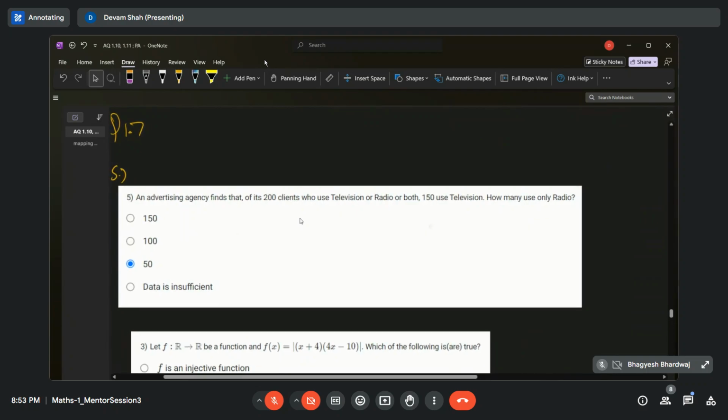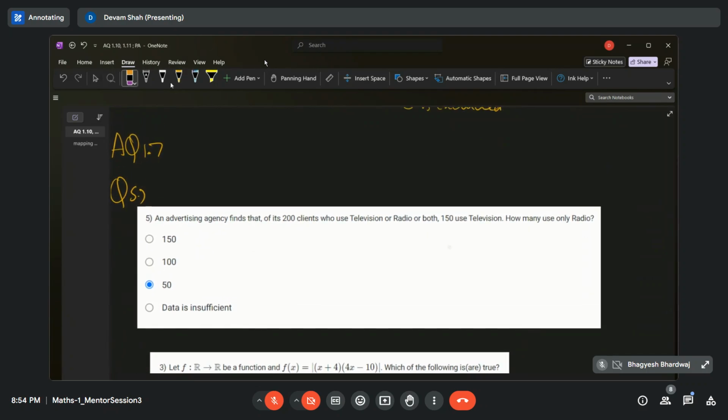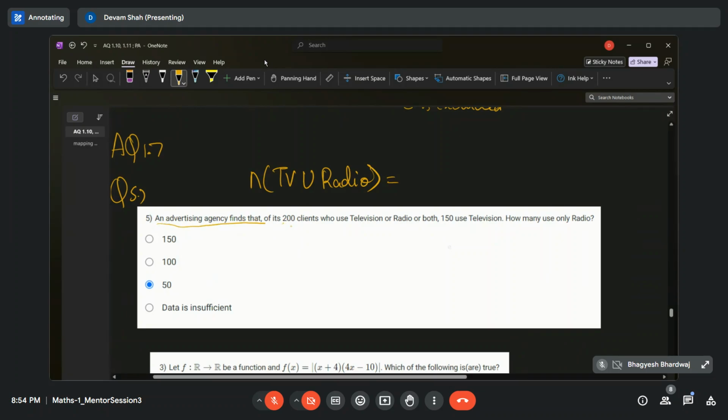So here you can see this, right? What is N of television union radio? The cardinality. Here the statement is: an advertising agency finds that of its 200 clients who use television or radio or both. So N of TV union radio will be 200. That is, this whole region will contain 200 elements. This whole, both the circles.